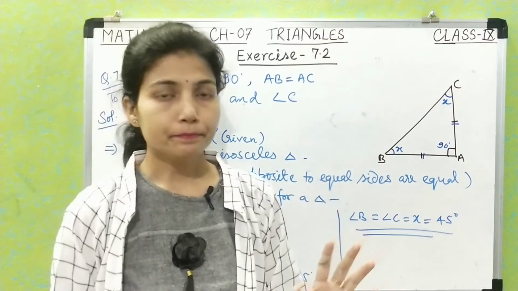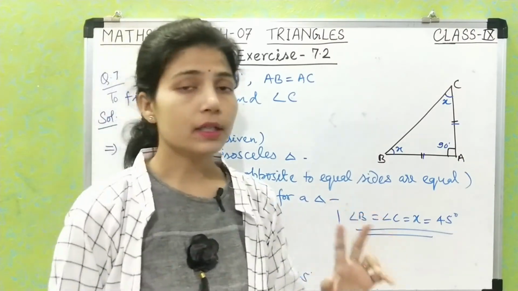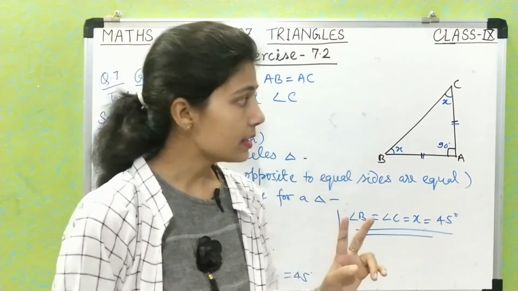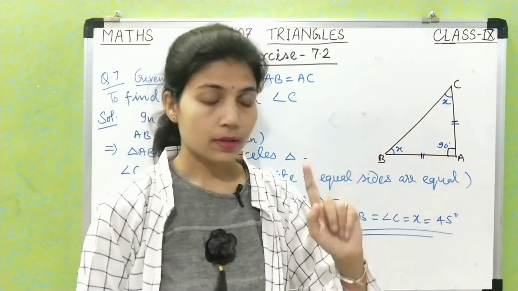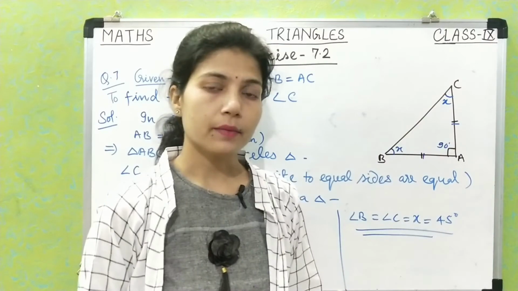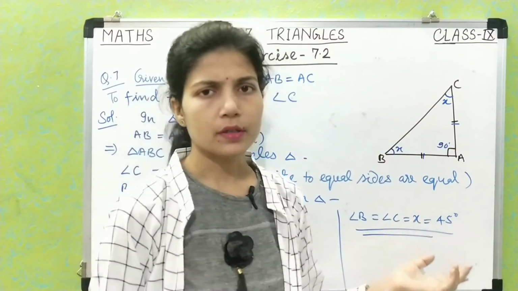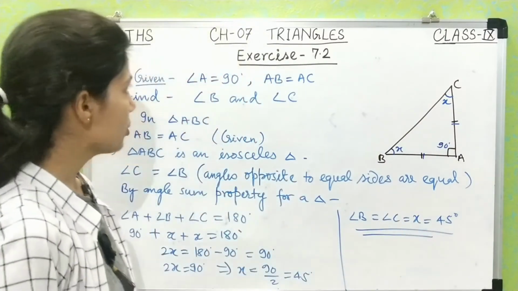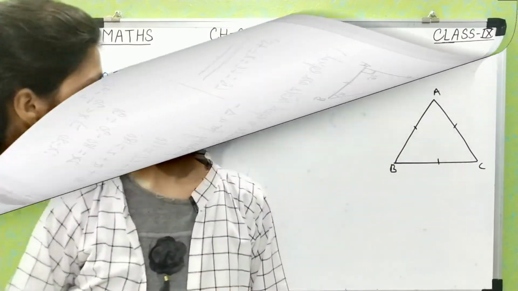Whenever in a right angle triangle two sides are equal, it means one angle is 90 degrees, then the other two angles will be 45 degrees each. You can remember this also. So this was your question number 7.